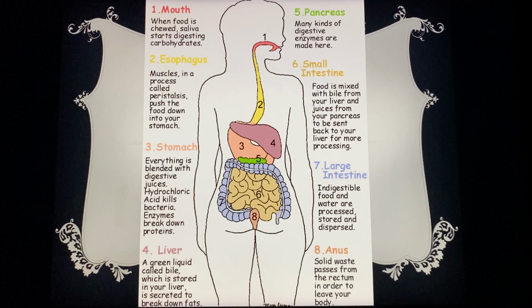Once it's in the stomach, that's where there's a lot of acid, highly concentrated acids. Some of you may have unfortunately thrown up. Has it ever felt like your throat just burned so bad because of all that stomach acid? That's all the enzymes breaking down all those proteins in your stomach. So you have a lot of acids in your stomach, and then of course we have the liver. The liver makes a green liquid called bile. It's stored in the liver, and it's secreted to help break down fats.